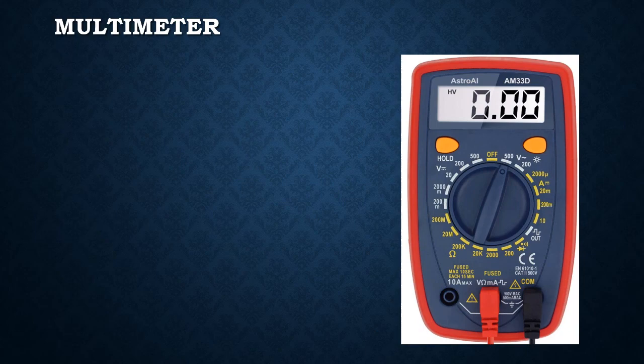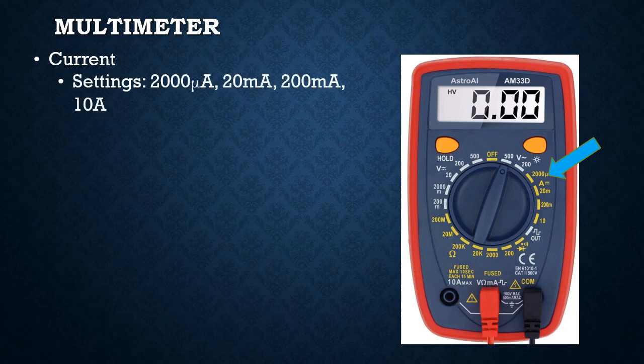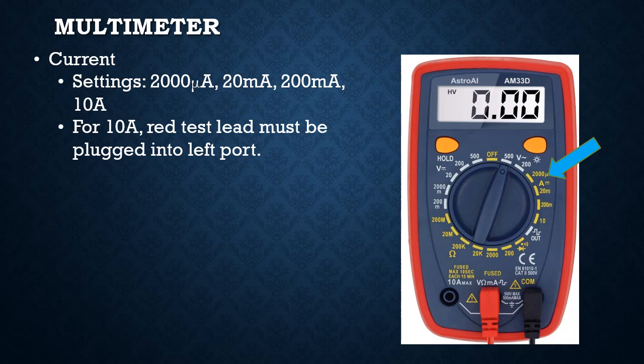Now, when we want to measure current, it's a little more complicated. In this image, the settings for measuring currents are as shown. The multimeter has a 200 microamp setting. It has a 2 milliamp setting, a 20 milliamp setting, a 200 milliamp setting, and a 10 amp setting. For measuring current less than 200 milliamps, we'd plug the red test lead into the volt-ohm milliamp port, which is the center port. Then we turn the dial to one of the milliamp settings.